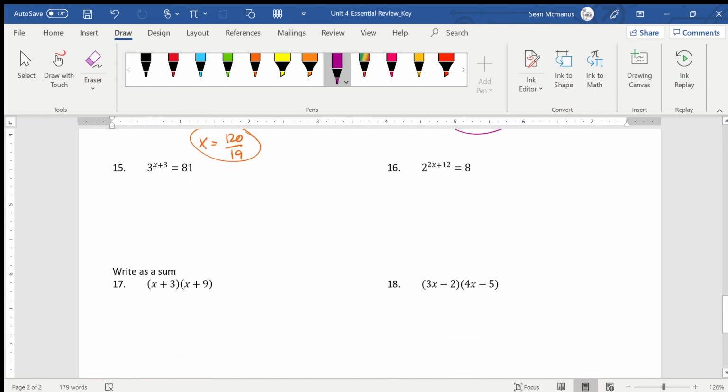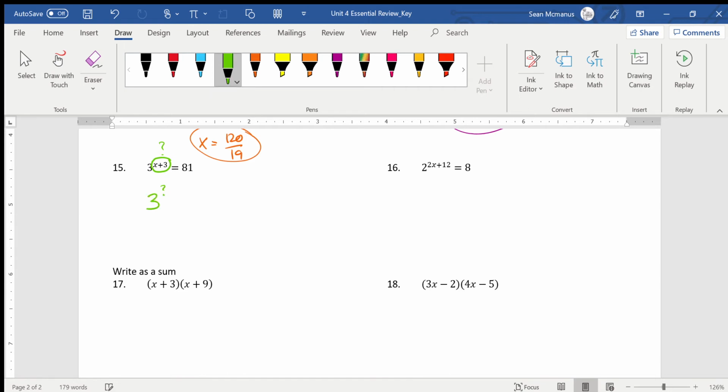All right, 15. So these are the ones, 15 and 16, that require that we use skills we don't really have taught to us yet to solve these, like showing all your work using logarithms. So we're going to just kind of make some observations, right? I'm going to circle this right here. So 3 to the x plus 3, right?